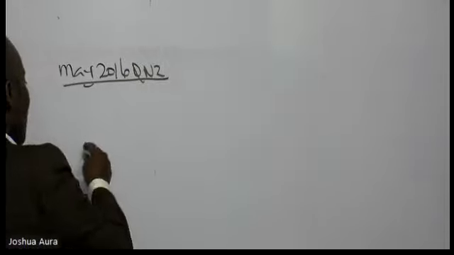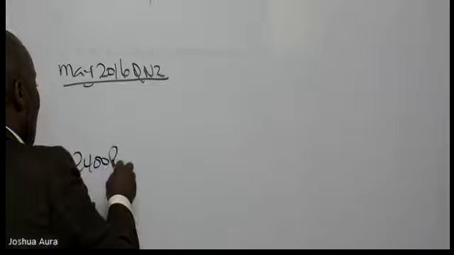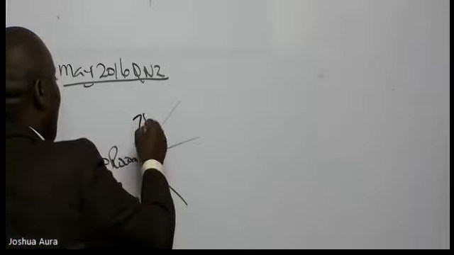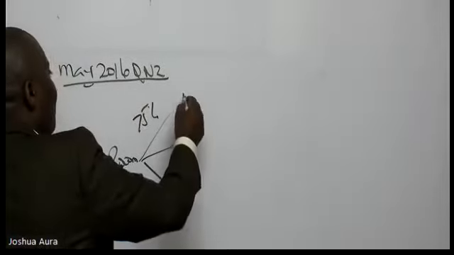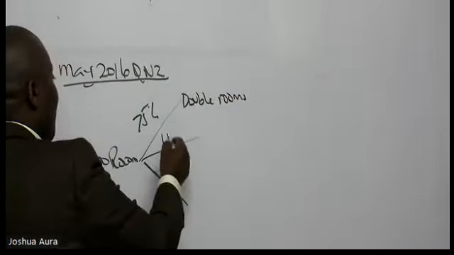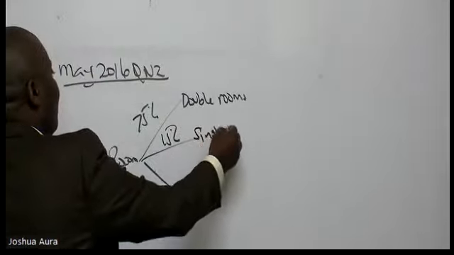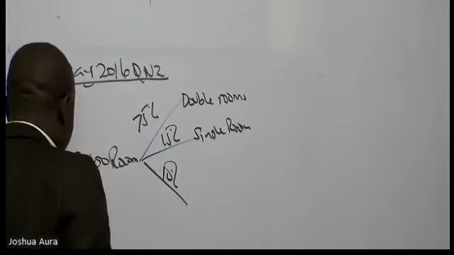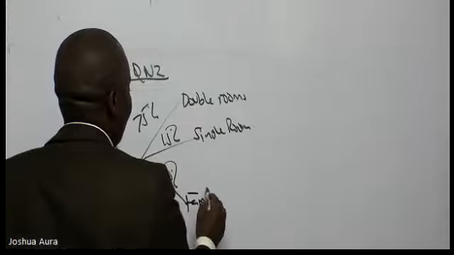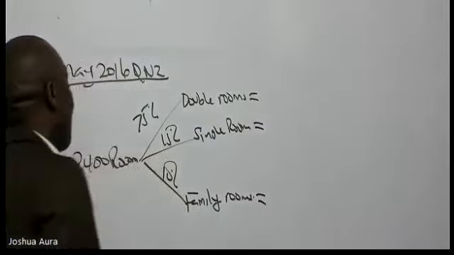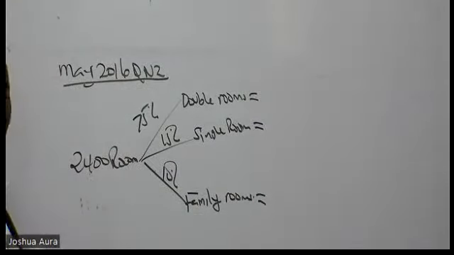So out of these 2,400 rooms, we know that 75% are double rooms, 15% are single rooms, and 10% are family rooms. Could you kindly give me these figures? So 75% of 2,400 gives us how many double rooms?